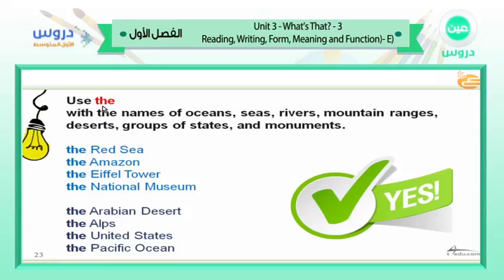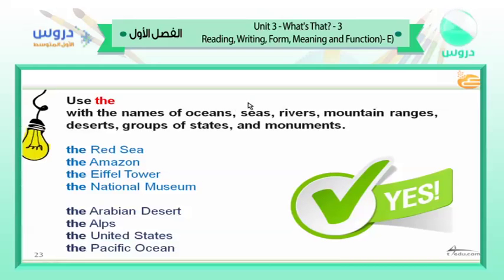Okay, we also use the with the names of oceans, seas, rivers, mountain ranges, deserts, groups of states, and monuments. We use the before them. For example, here, Red Sea. Okay, Red Sea, one of the seas. I use the with it, the Red Sea.